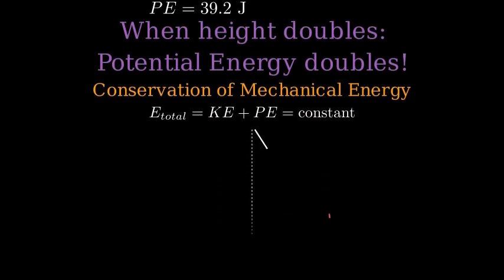Let's see this principle in action with a simple pendulum. As the pendulum swings down, potential energy is converted to kinetic energy. At the bottom, it has maximum kinetic energy and minimum potential energy. As it swings up, kinetic energy converts back to potential energy.